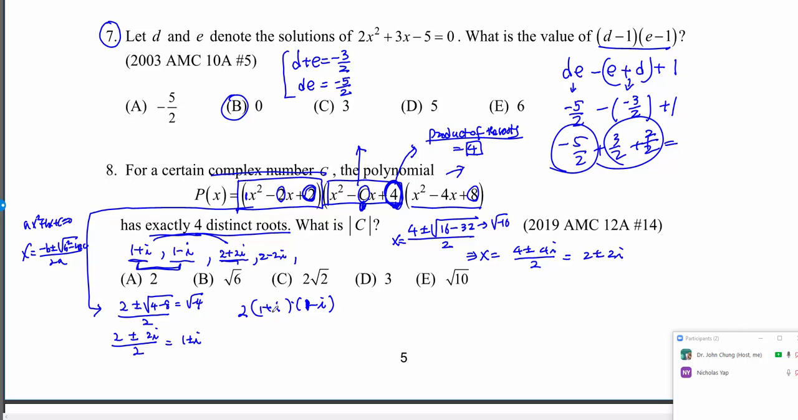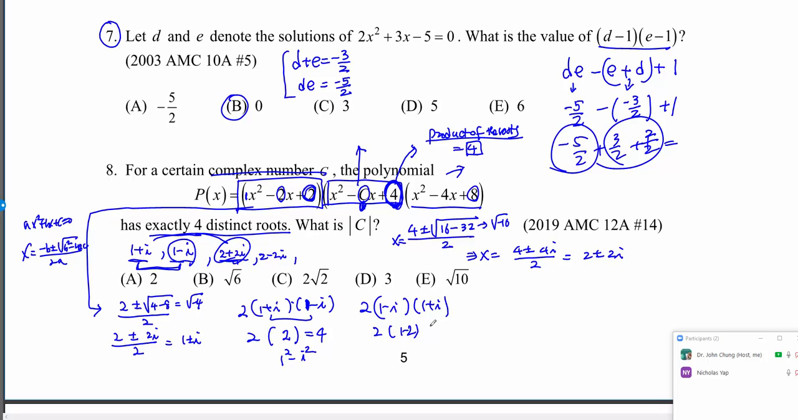This is a conjugate now, right? So what is this? 1 squared minus i squared is what? 2, isn't it? 1 squared minus i squared is 2, so that is 4. That's okay. Or you can try this one and this one too, which is working. 1 minus i times 2 plus 2i. What is that? 1 squared minus i squared, still 2, right?